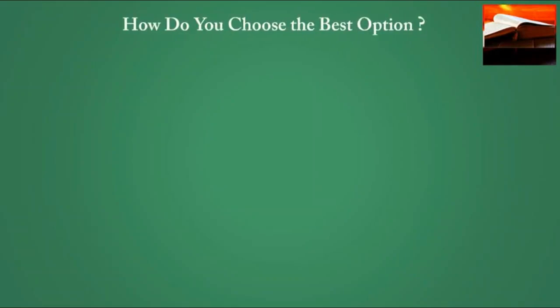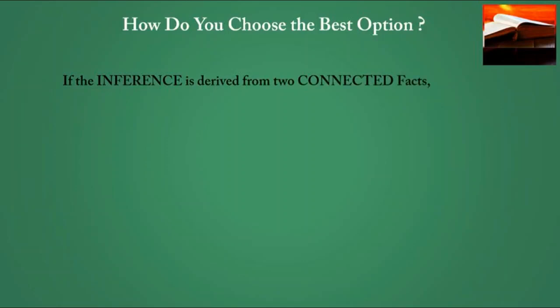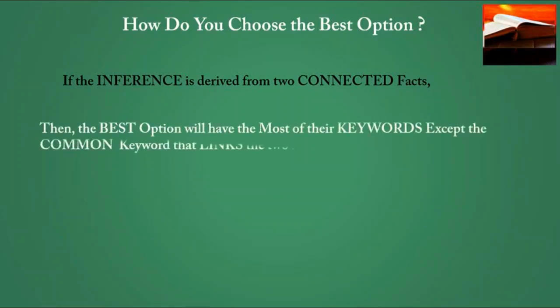The best option. If the inference is derived from two connected facts, then the best option will have most of their keywords, maybe except the common keyword that links the two facts. Also, the tone and the scope of the keywords given in the connected facts and the tone and the scope of the keywords of the best option match. In other words, the best option is the central idea of the connected facts.